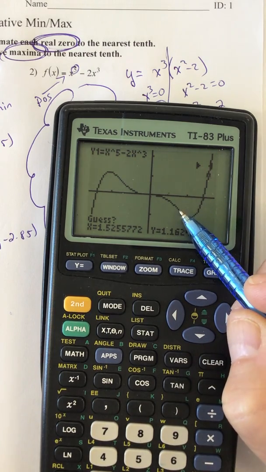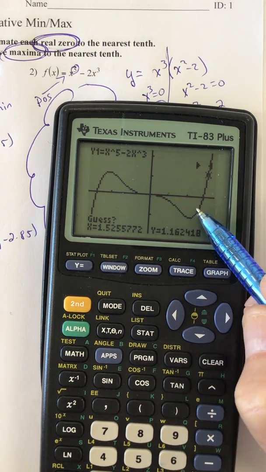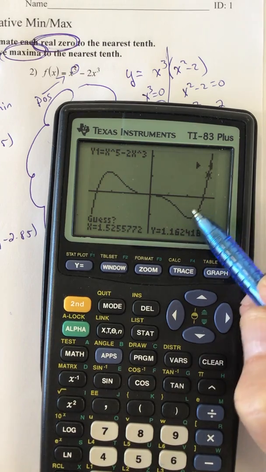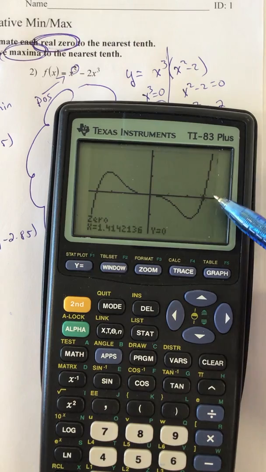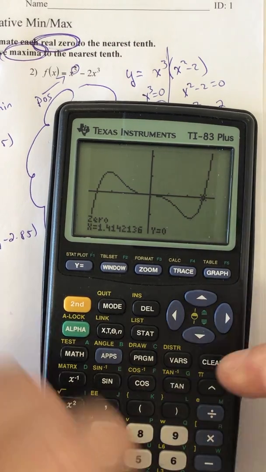So when I put my left bound here and my right bound here, they were all negative. It knew it never crossed 0. That's why it said no sign change. But now it will. There's the 1.4. That's the square root of 2. So I already have that one.